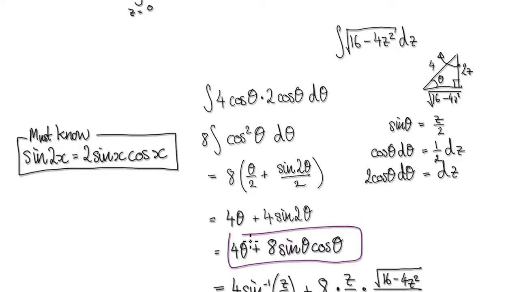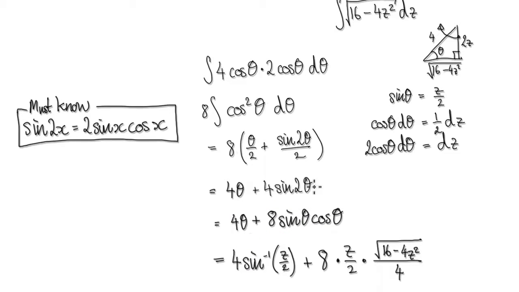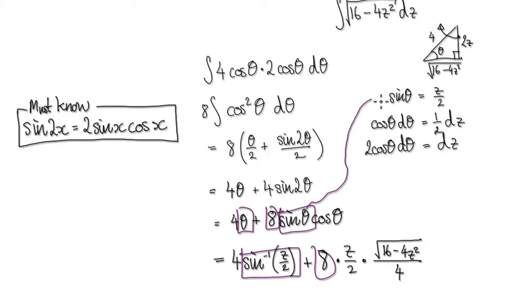So now we don't want the answer in terms of theta, we want it in terms of z. Going back to here, you can see theta is inverse sine z over 2. So this theta here is this block here. You've got your 8. Sine theta is this thing here, z over 2. And then cos the angle. What's cos? Cos is this thing here.